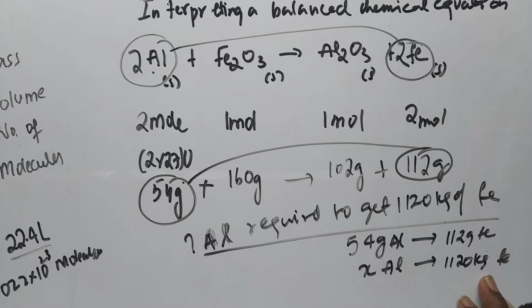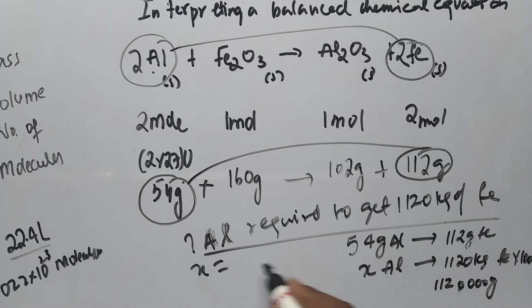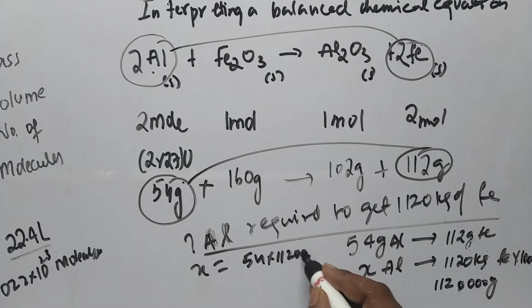It is given in kg, while these units are in grams. So we can convert kg into grams by multiplying by 1000. If I multiply with 1000, we'll get 1120 plus 3 zeros. Now this is in grams. Now you can cross multiply. If you cross multiply, we'll get x into 112 equals 54 into 1120 with three zeros, so x equals 54 into 1120000 divided by 112.